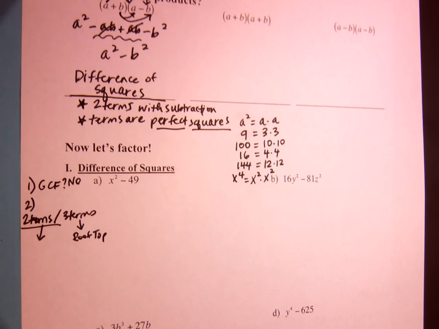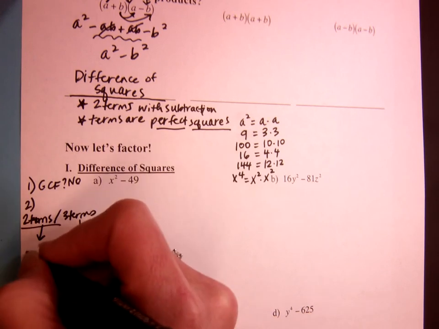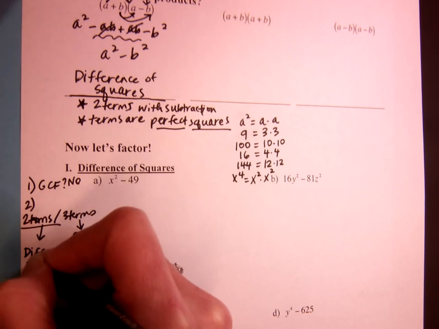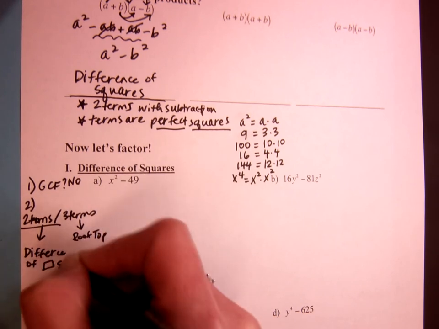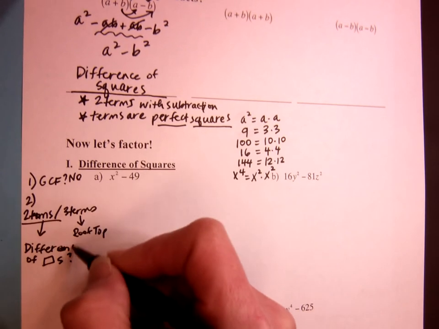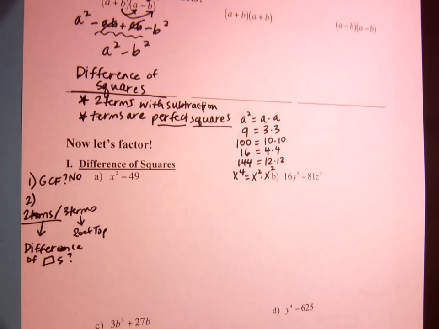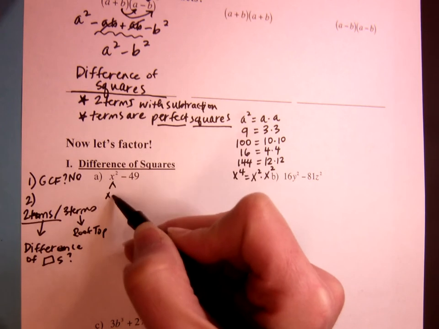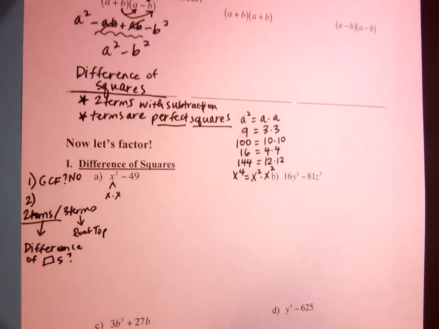So what we have to do now is we have to ask ourselves the question, if there are two terms, is it the difference of squares? The difference of squares. And I'm going to put a little square on there. Is it the difference of squares? All right, so let's check all the qualities of this binomial and see if it is the difference of squares. Is x squared perfect? Yeah. What makes it perfect? x times x.